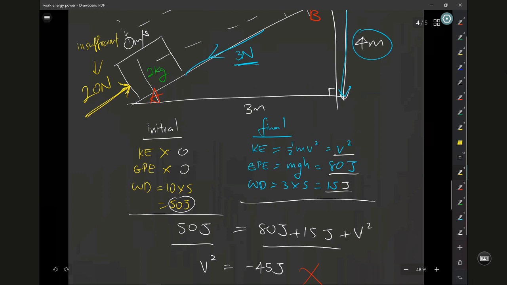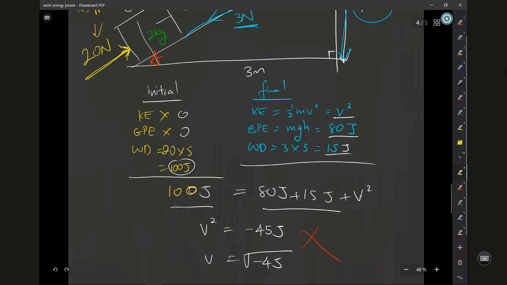Now if we do that, then this will be 20 times 5 and this will be 100 joules. So this is 100. Now this makes sense. 100 equals 80 plus 15 plus v squared. So v squared will be 95, right? So v squared will be 5. So v will be square root of 5 meter per second.